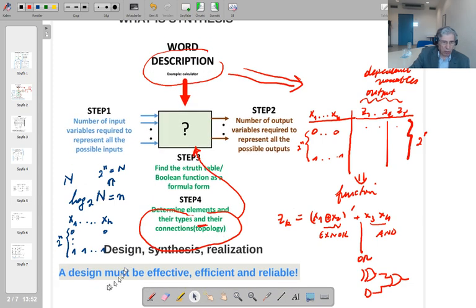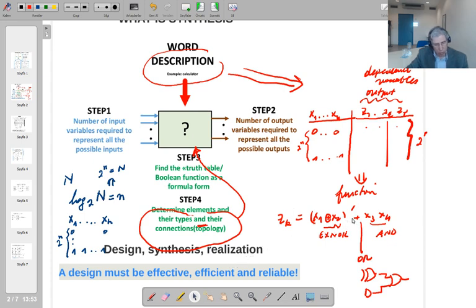What is the property of the design? Design must be effective, efficient, and reliable. When you say effective, for example, you are talking about the cost, for example, is the criteria for the effectiveness. So if you write this function as a formula in which the number of elements required is minimal, then it is a minimal cost. That's an effective design.